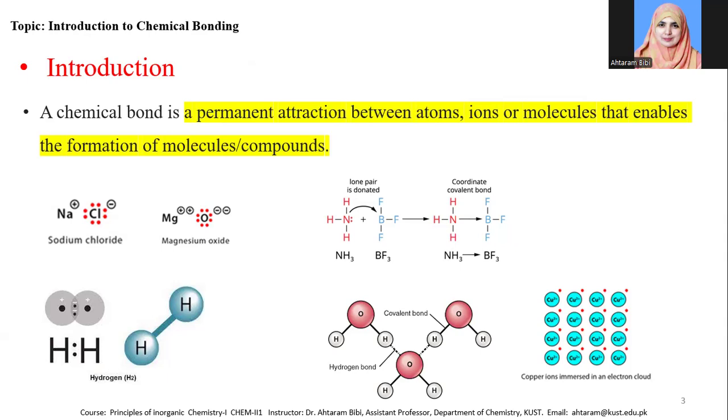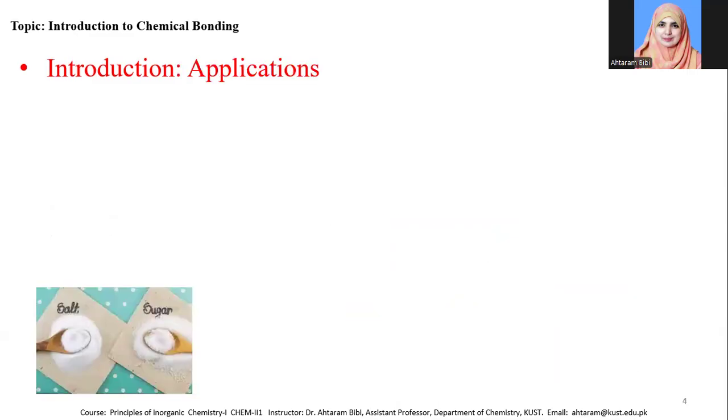So we can see over here that atoms or molecules attract each other either by sharing of electrons or by transfer of electrons. So that is why we want to study these chemical bonds. It is necessary to know why we want to study these chemical bonds. So we see here two pictures. One is salt and the other is sugar.